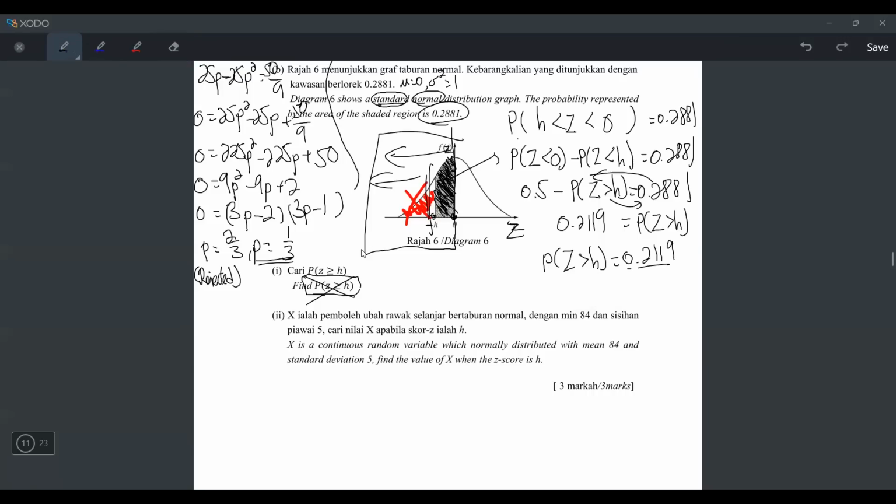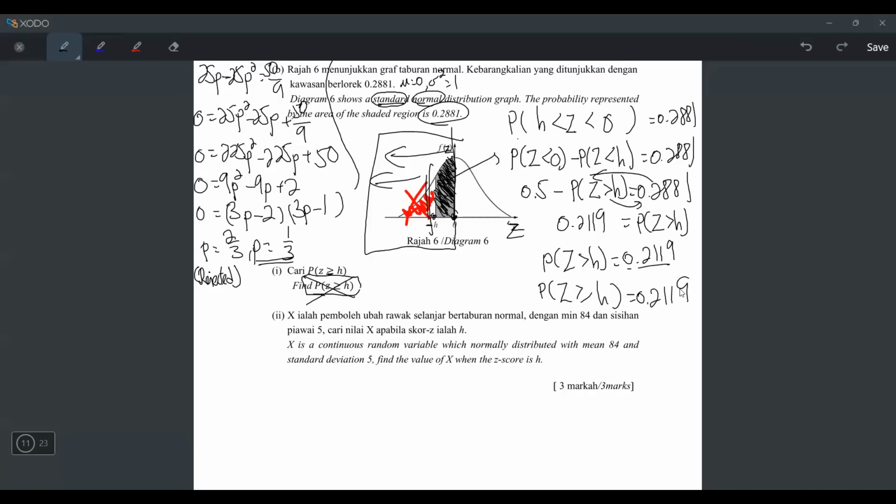And I mentioned before, in normal distribution, the line is not important. It means P(Z > H) is 0.2119. It means P(Z >= H) is also 0.2119. Okay, but in binomial, the line is important. If it's binomial, just remember.